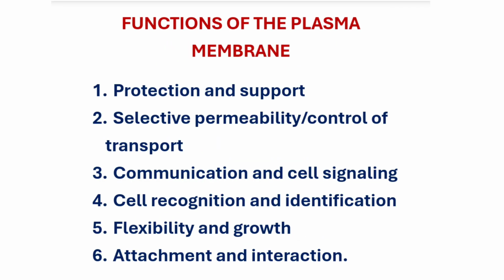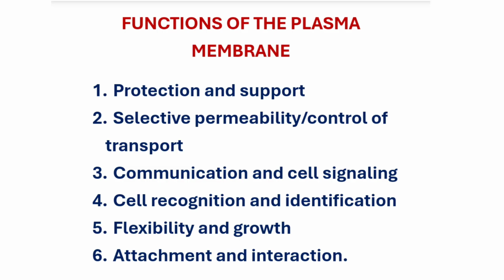Functions of the cell membrane. Protection and support. The cell membrane acts as a barrier between the internal environment of the cell and the external surrounding. It maintains the cell shape and protects the internal organelles from damage. Selective permeability, or control of transport. The cell membrane is selectively permeable to regulate the entry and exit of substances, allowing essential substances such as oxygen, water, and nutrients to enter, and letting out waste products like carbon dioxide, which maintains homeostasis, that's the balance of the inside environment.